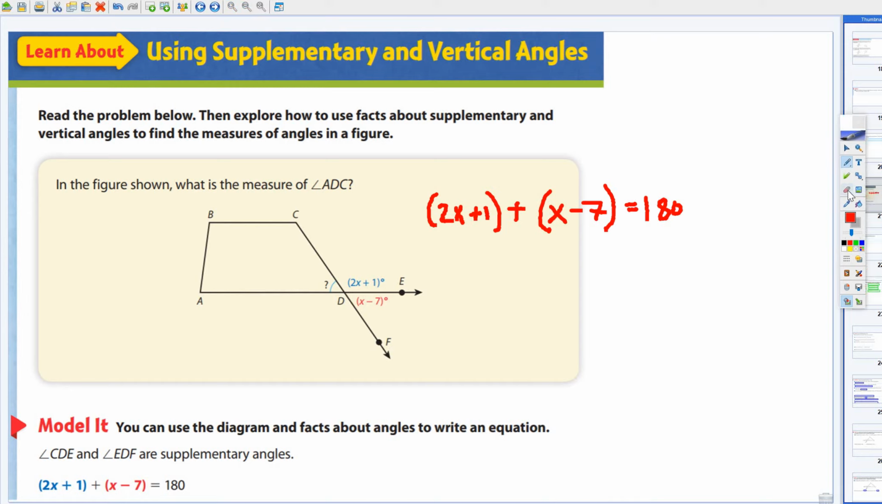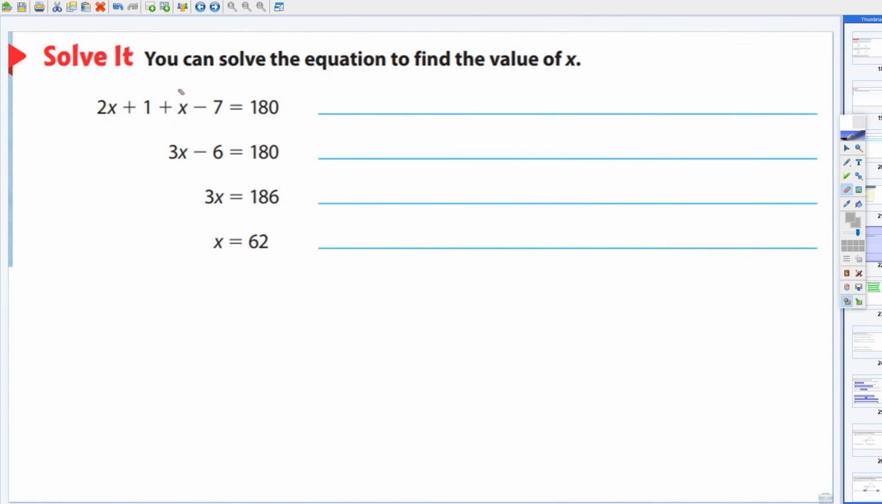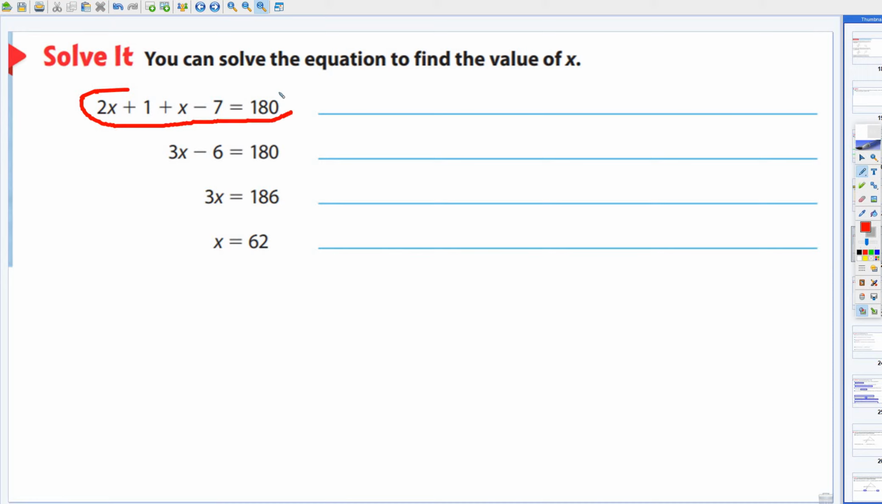Now you're going to solve this on the next page. So take your time. You can solve this equation to find the value of x. We're actually going to solve this together. So look at what they did. Think about how they got from this equation to this equation. Look at that carefully. I'll give you a few seconds to think, and then we'll go over those.